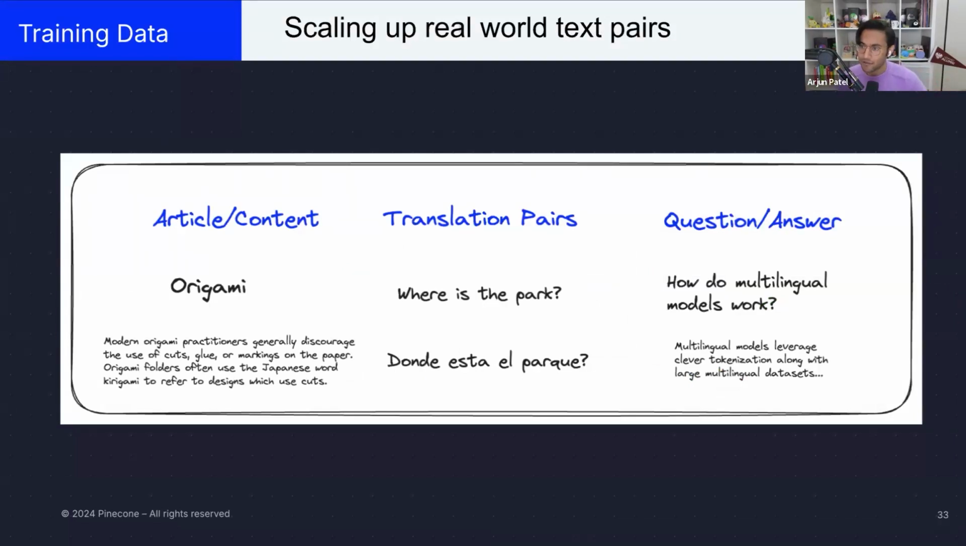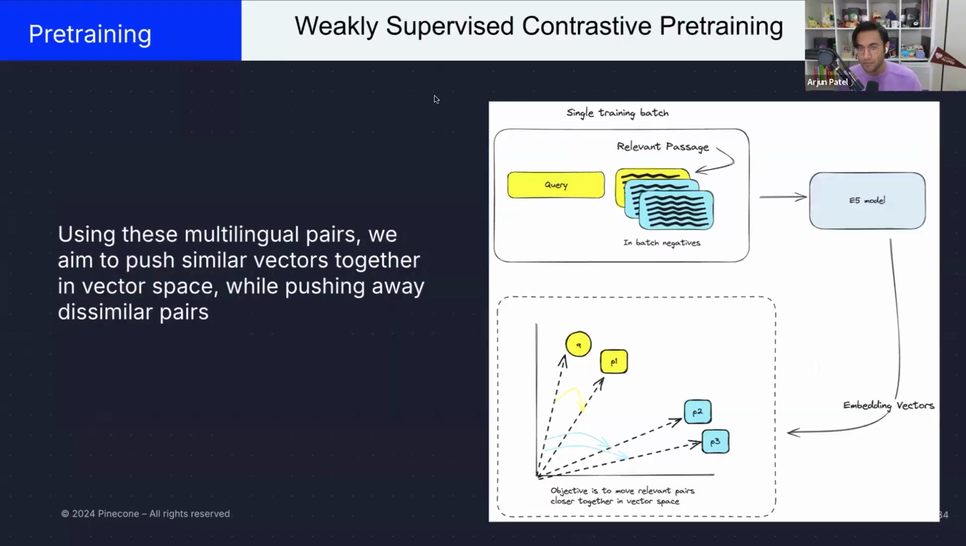So if you think about article titles and their content, these things occur very close together in corpuses, so therefore they should be close together in vector space. Translation pairs should be close together in vector space because they mean similar things, even though they're in different languages. Question and answering documents, the questions and answers should occur close together in vector space. All of these form a good corpus for this model.